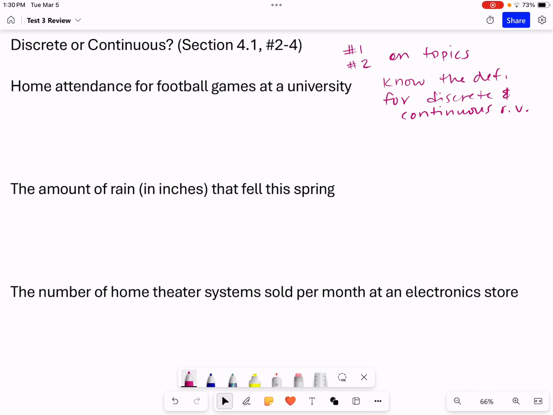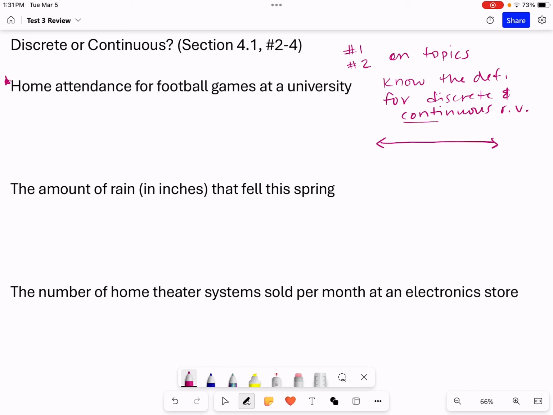And so when we are dealing with something that's continuous, remember from chapter 1, we talked about discrete being things that we were counting and continuous being things that we're measuring. And that holds true for a lot of these problems as well. So if you're measuring something and you can have any number, some of your homework problems might have had, let's do this one, for example. This is actually from section 4.1 homework, numbers 2, 3, and 4.